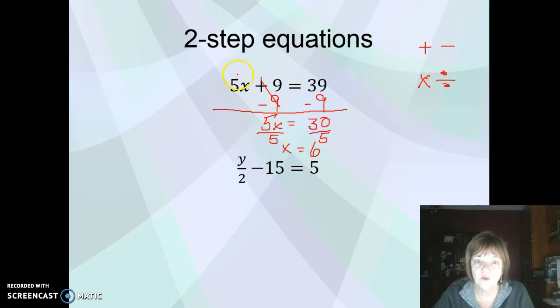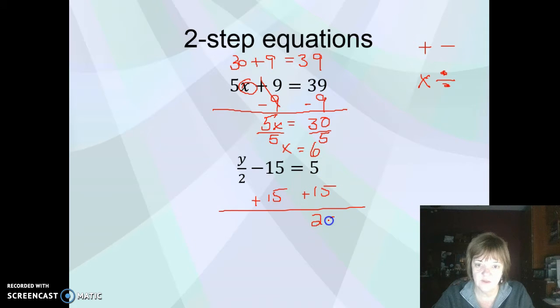Now you can double check your work, go back up and stick the 6 in there for the x. So we've got 30 plus 9 equals 39. It worked. Yes. All right, now this one, the first thing again, let's go back. We're going to add and subtract first. So we look. Oh, 15 is being subtracted from our variable, so we're going to add 15.